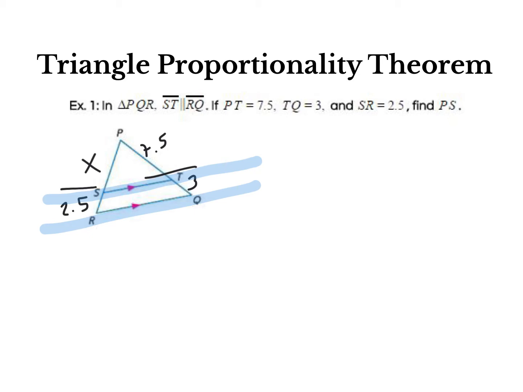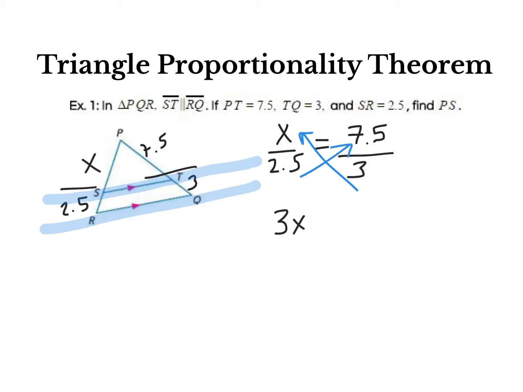So then I can have the ratio of x over 2.5 will equal the ratio of 7.5 over 3. And now that I have my ratios, I can just solve. I can cross multiply and solve for x. So when you multiply the x and the 3 right across from each other, 3 times x, you get 3x. And then when you multiply the 2.5 times 7.5, you get 18.75.